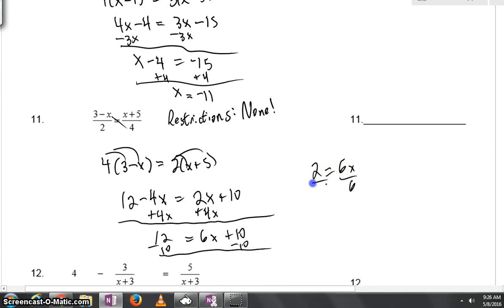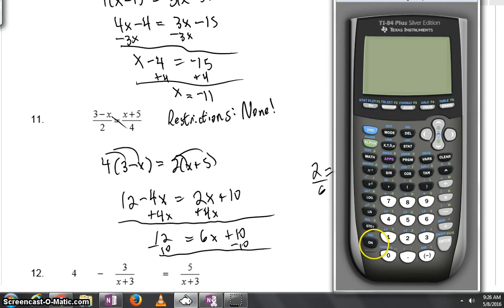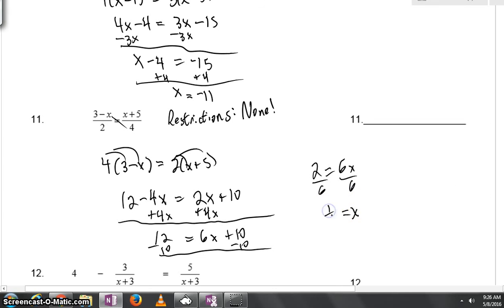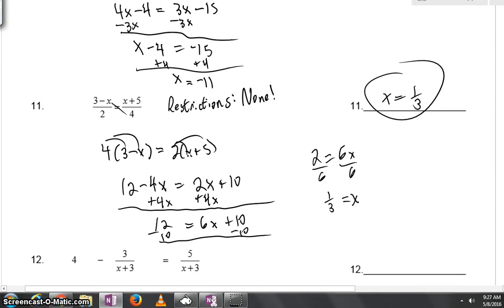When I divide by a 6, please understand 2 divided by 6 is not a 3. It's 1/3. You gotta be careful when the denominator is bigger than the numerator. You don't have a whole number, obviously. You have x is equal to 1/3. No restrictions. That's your one and only answer.